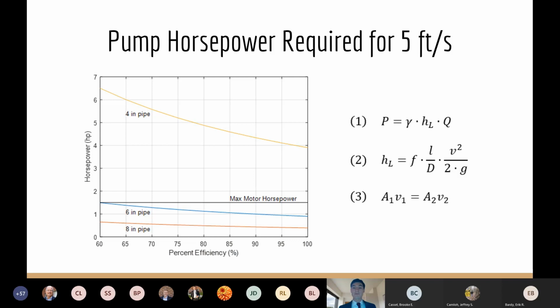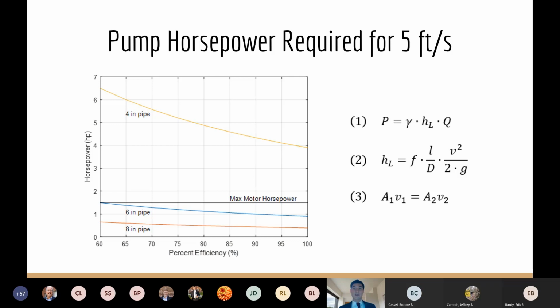At our maximum flow speed of 5 feet per second, and our previously determined 8-inch test section size, you can see that the 6-inch pipe requires nearly twice the horsepower of the 8-inch pipe, and the 4-inch pipe requires even more. This is because power, shown in equation 1, is based on head loss, denoted by HL. Head loss is based on flow velocity in the section. And in equation 3, you can see the relationship between the velocity from one section to the next.